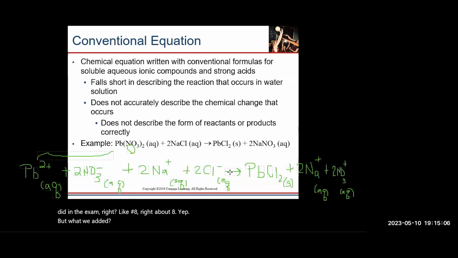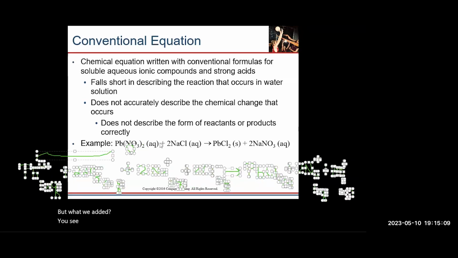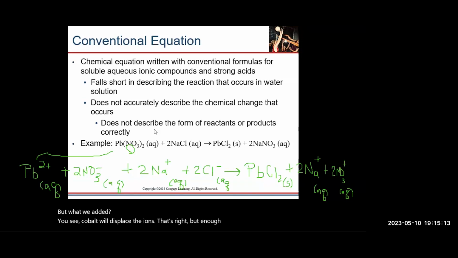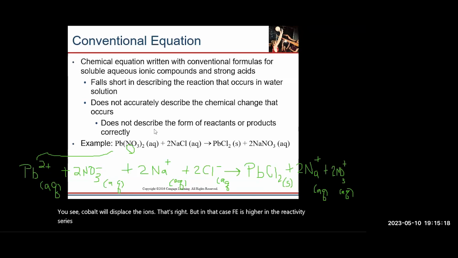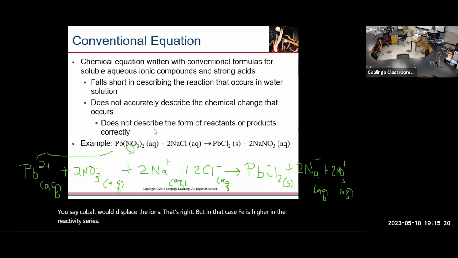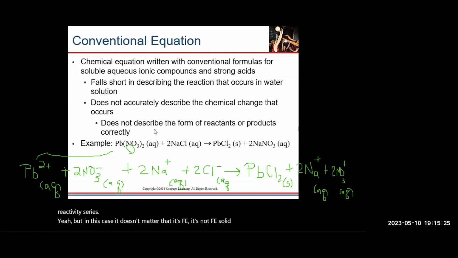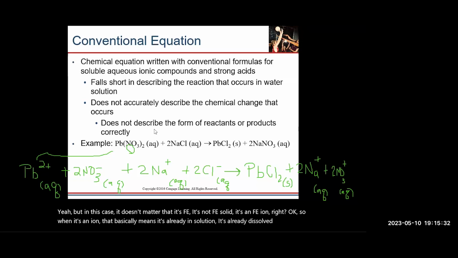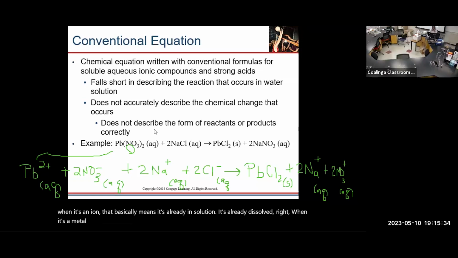But what we added, you said cobalt would displace the ions. That's right. But in that case, Fe is higher in the reactivity series. Yeah, but in this case, it doesn't matter that it's Fe. It's not Fe solid, it's an Fe ion. So this means it's already in solution. It's already dissolved. When it's a metal, when it's a solid, and it doesn't have a charge, that means that it's able to replace things.